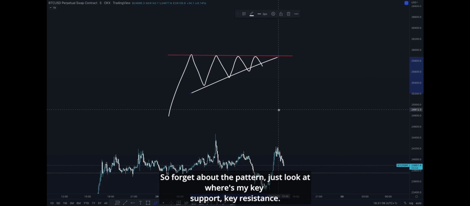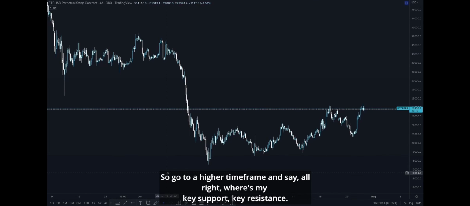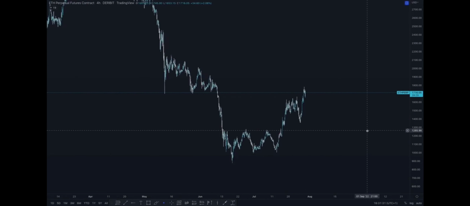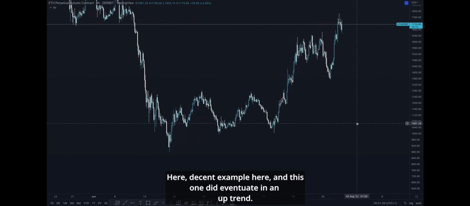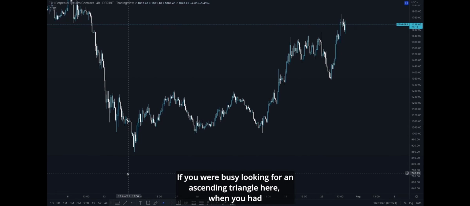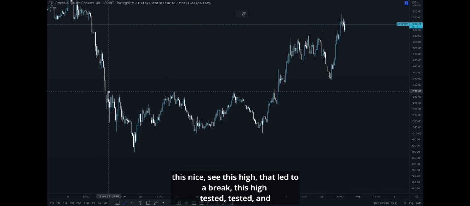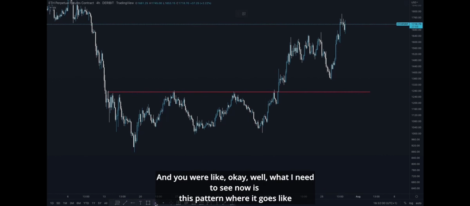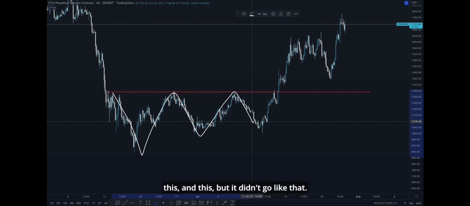So forget about the pattern. Just look at where's my key support, key resistance? Go to a higher time frame and say, all right, where's my key support, key resistance? Well, my key support is, there was one back here, where do we have it? Maybe it was on ETH. Here, decent example. And this one did eventuate in an uptrend. If you were busy looking for an ascending triangle, is that what they call it? Yeah. If you were busy looking for an ascending triangle here, when you had this nice high that led to a break, this high, tested, and tested, 4 taps of this lovely level. And you were like, okay, well, what I need to see now is this pattern, where it goes like this, but it didn't go like that.